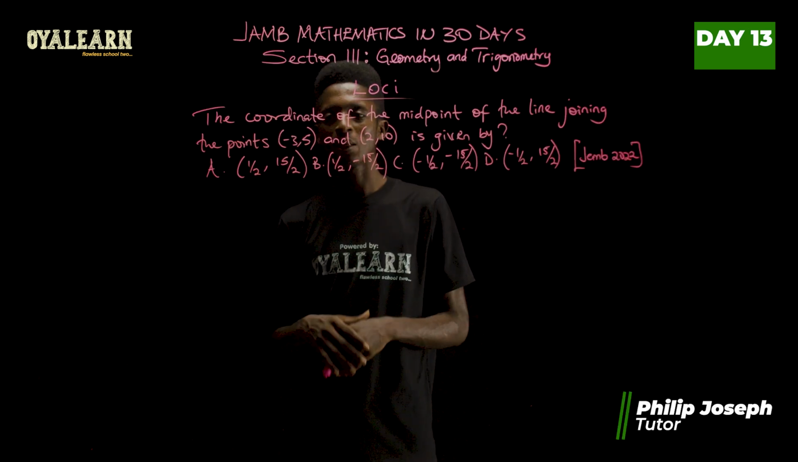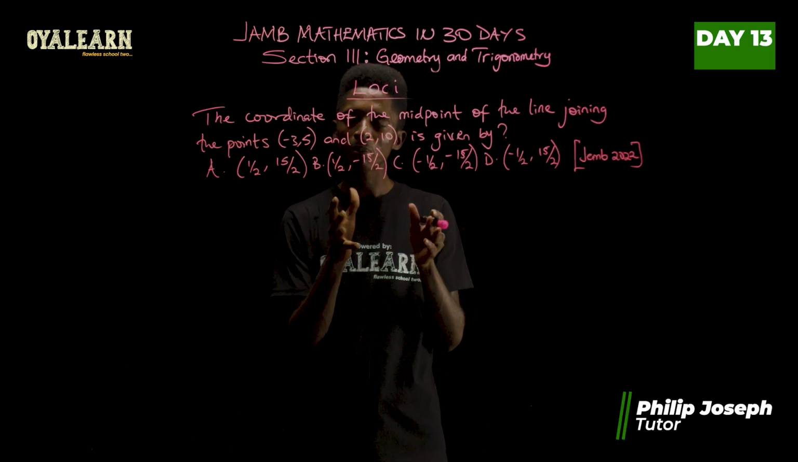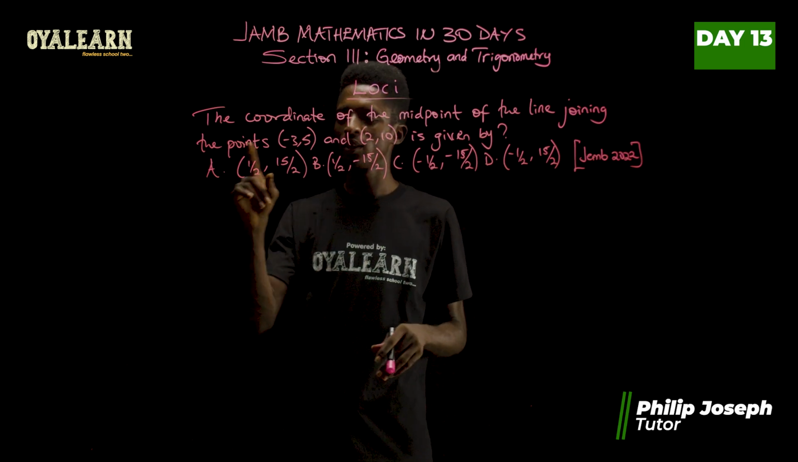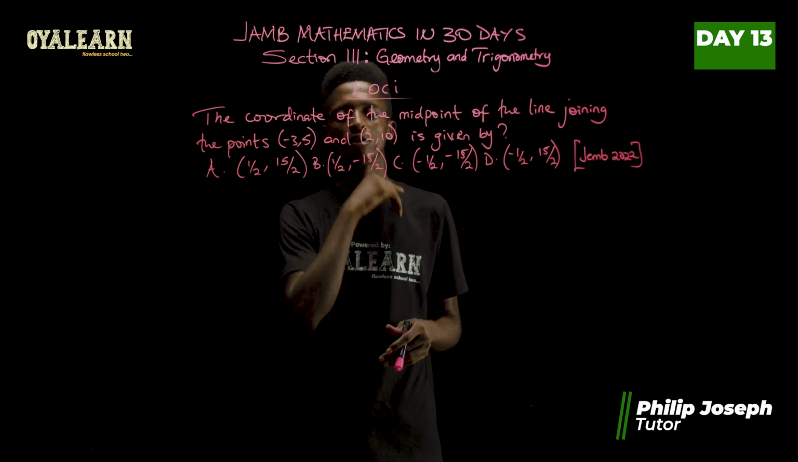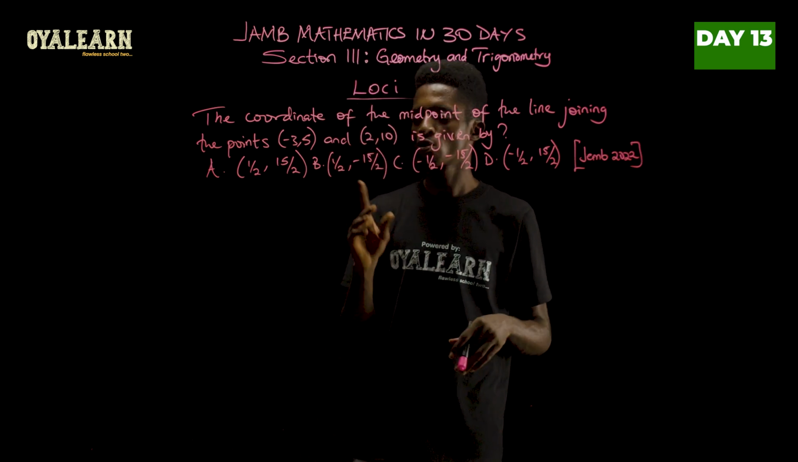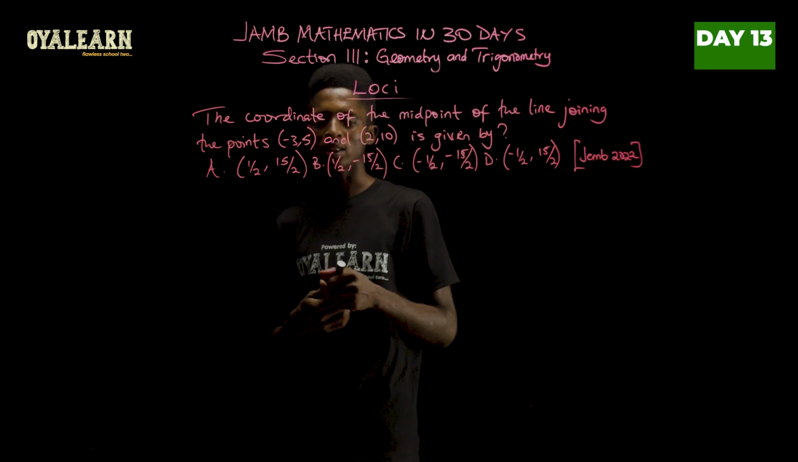This question asks that we find the coordinates of the midpoint of the line joining the points -3, 5 and 2, 10. So to find that coordinate, we're going to apply this equation.